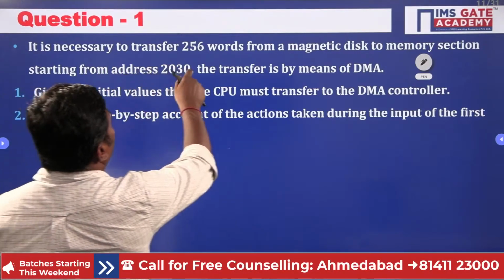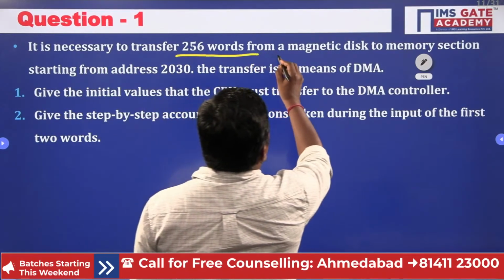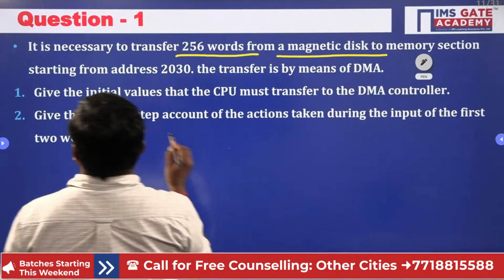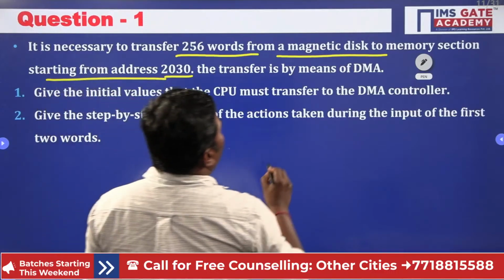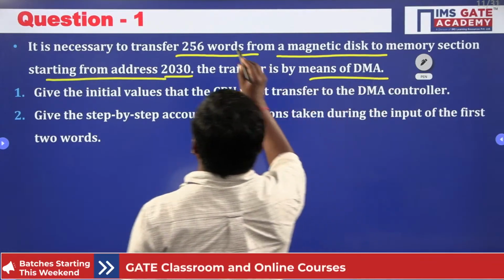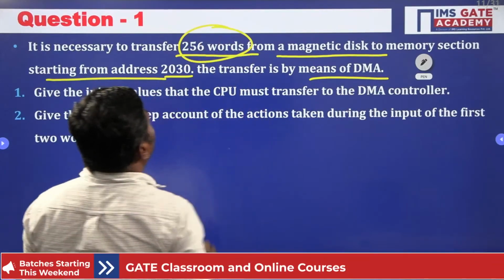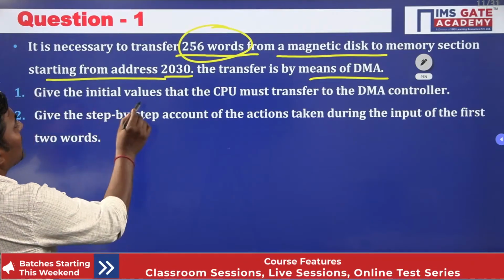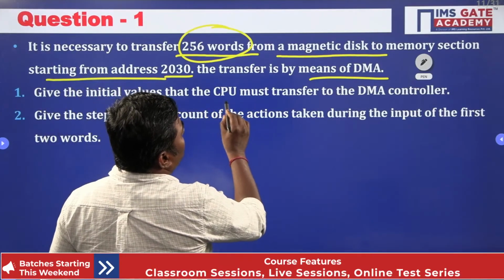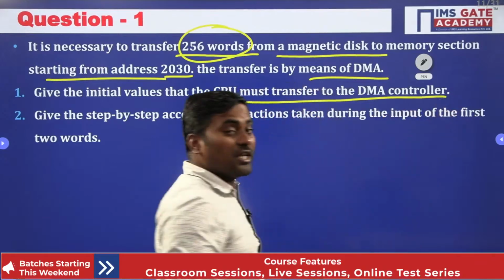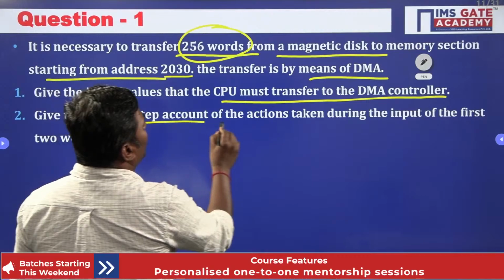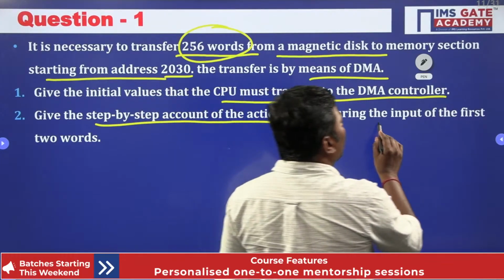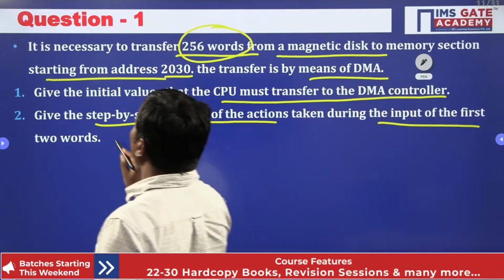It is necessary to transfer 256 words from a magnetic disk to memory, starting from address 2030. The transfer is by means of a DMA controller. How much data needs to be transferred? 256 words. Give the initial values that the CPU must transfer to the DMA controller. They are asking about the initialization process. And second, give a step-by-step account of the actions taken during the input of the first 2 words.